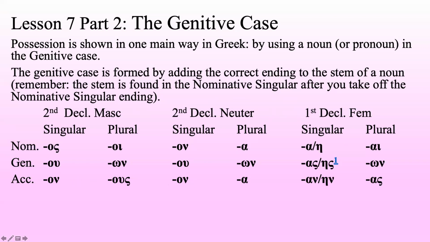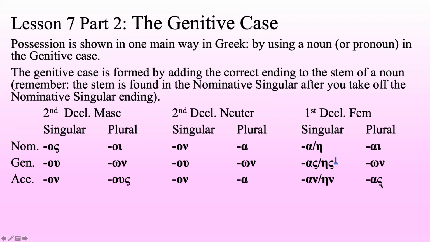Looking now at the feminines, we have first declension feminines. Our singular nominative is alpha or eta. Our singular genitive is going to be as or es. Again, it'll sort of follow just like the accusative did. And the accusative is an or en. For the plural, we have ai, own, and as.